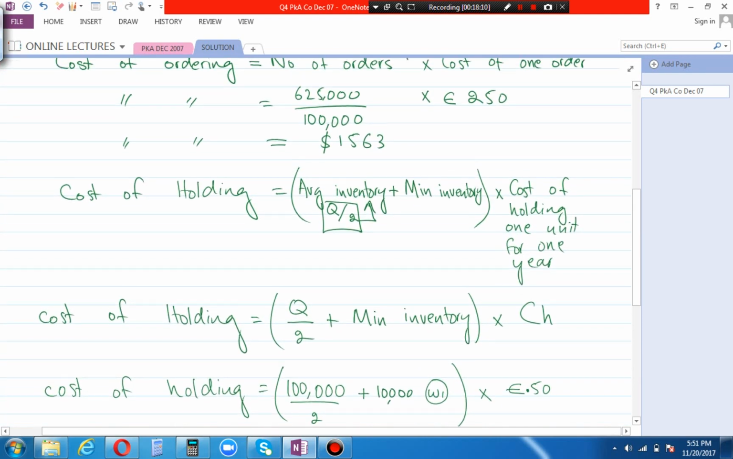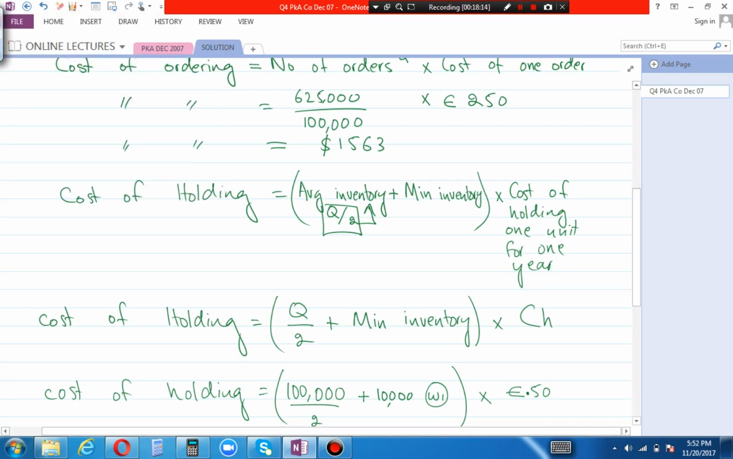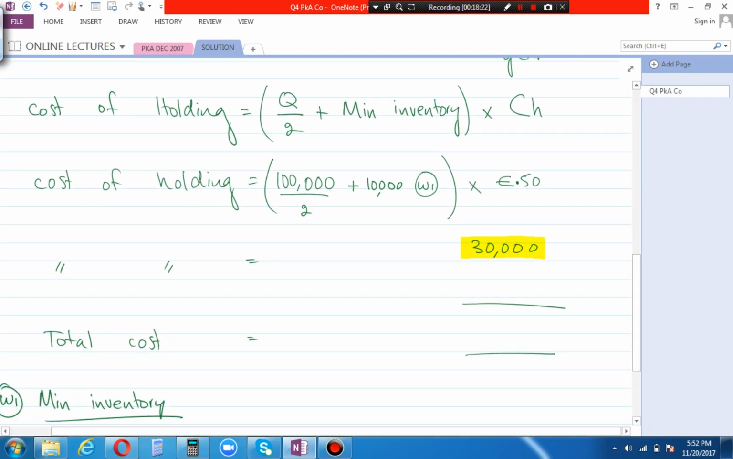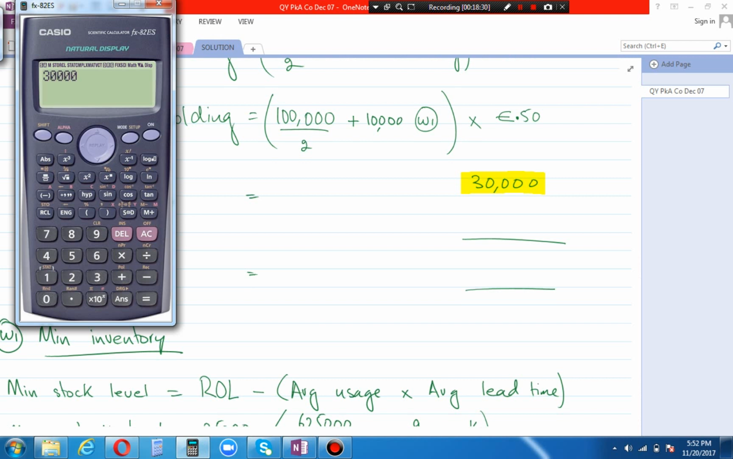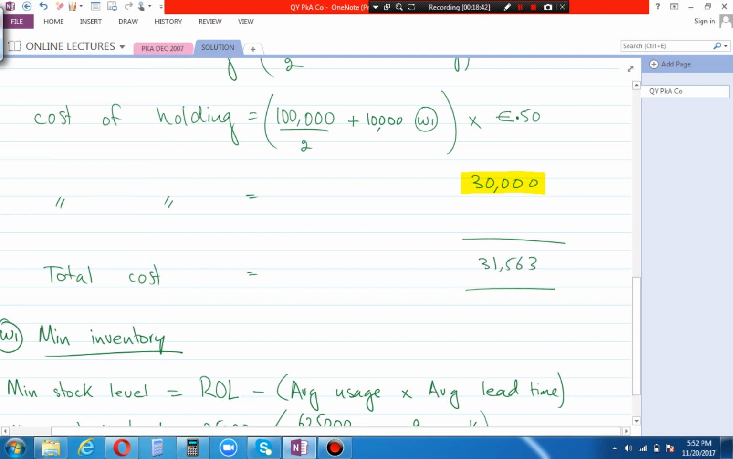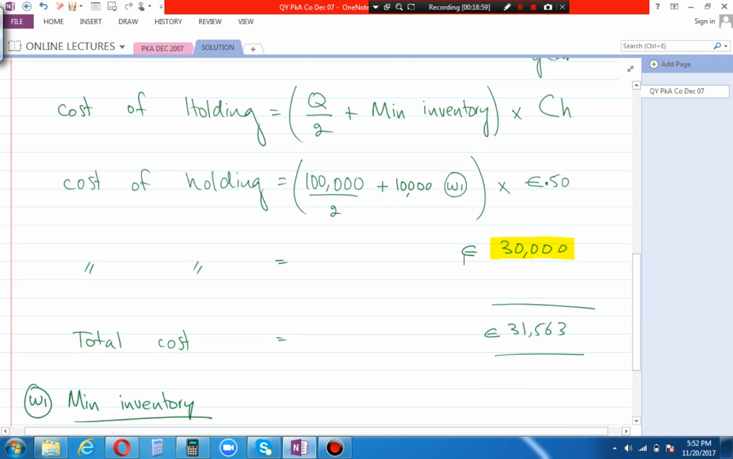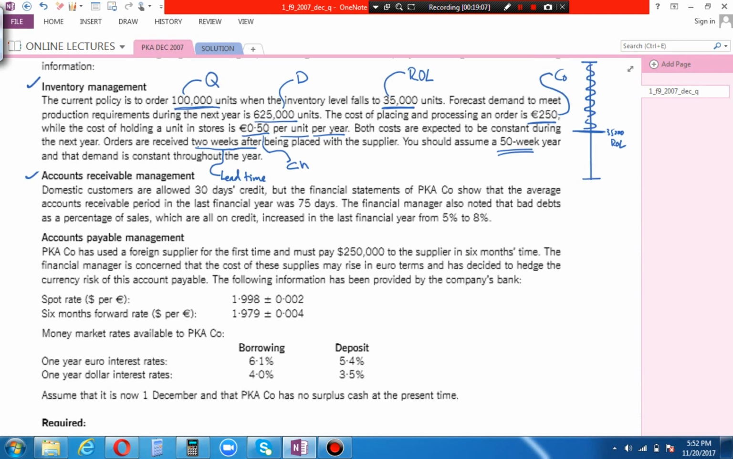So our ordering cost was 1,563, and our holding cost is 30,000, and if you add them together, 30,000 plus 1,563 would be 31,563 euros, obviously. Everything is in euros. So the question was, what is the total cost of current ordering policy? So the current ordering policy will cost us 31,563.